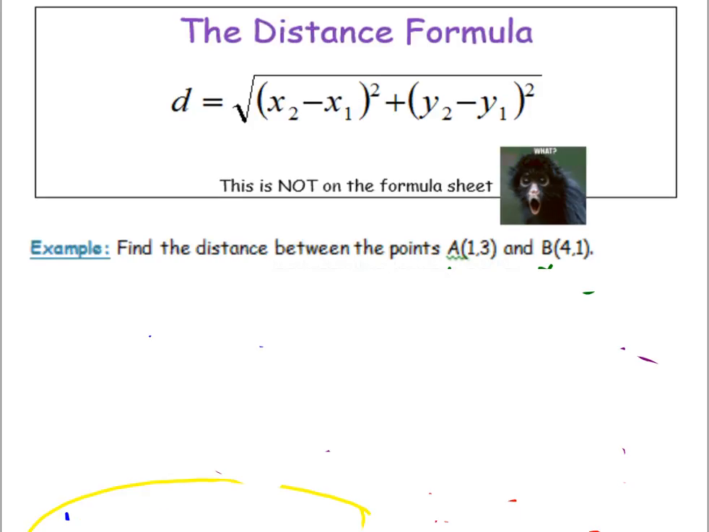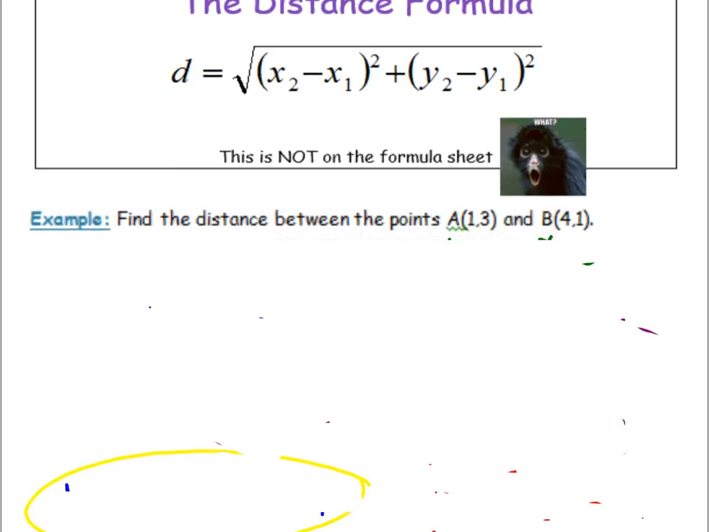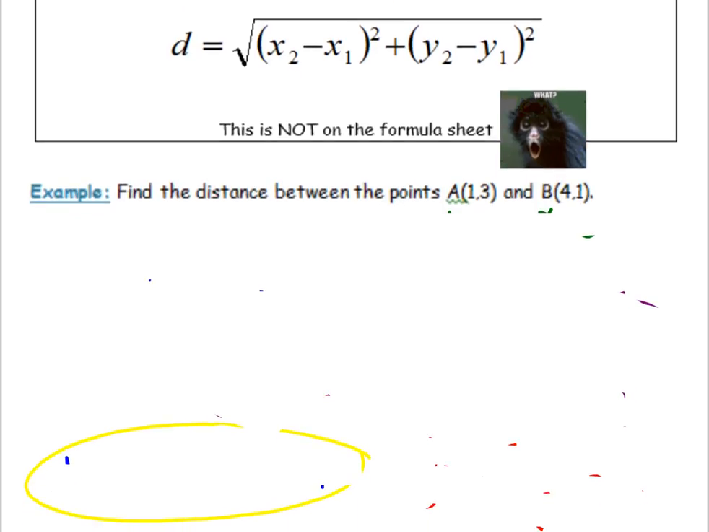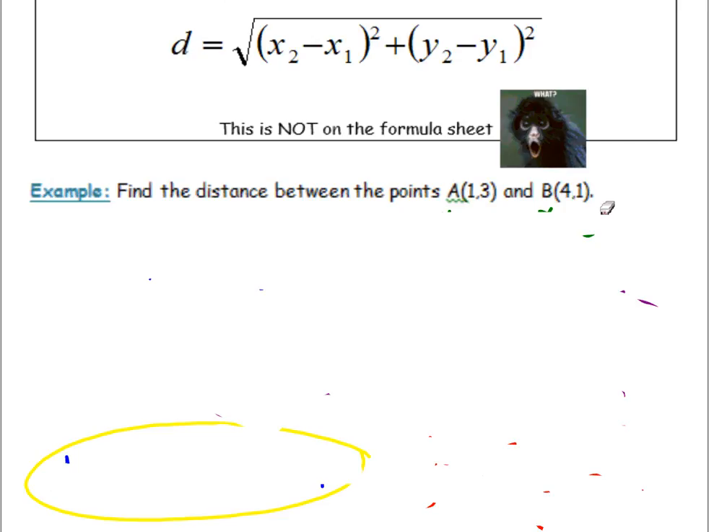So let's try applying this distance formula. Find the distance between the points 1, 3 and 4, 1. What I'm always going to be doing, and trying to remind you to do, is always to label your 2 little coordinates, x1, y1 and x2, y2. And I find if people don't do this, they tend to put the wrong one in the wrong place.